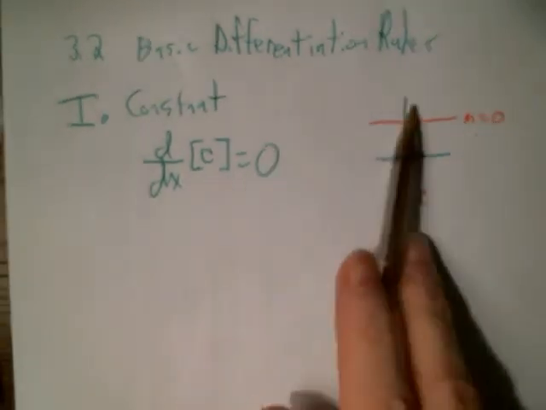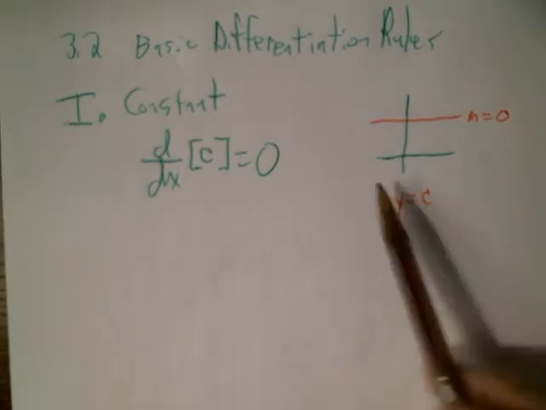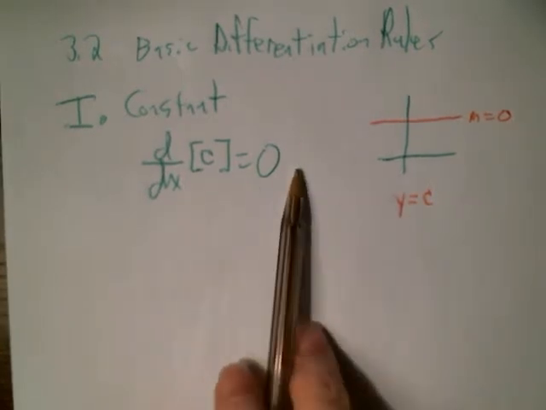It tells us the slope at any point on this line. And so the slope is always 0. So the derivative of a constant is 0. Okay?